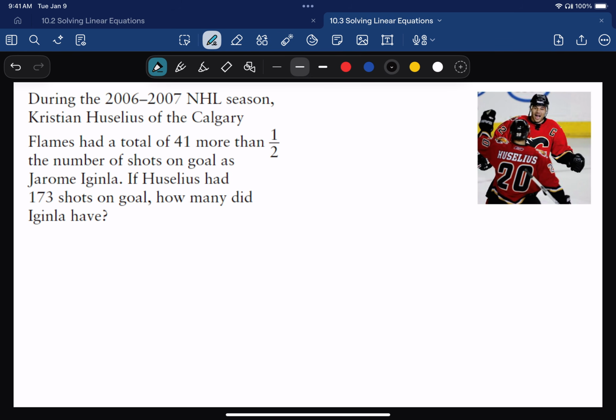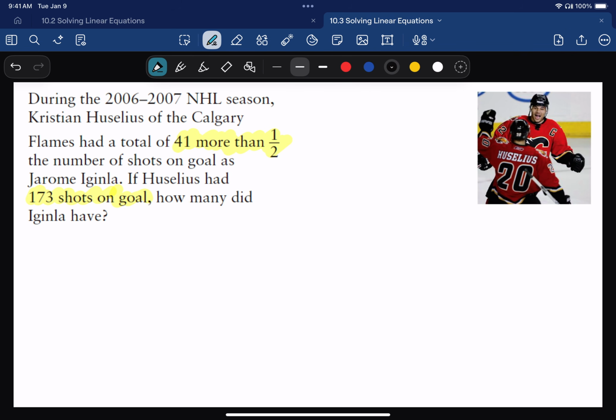All right, let's get into some word problems. So let's start here. During the 2006 and 2007 NHL season, Christian Huselius of the Calgary Flames had a total of 41 more than one half. So let's highlight the important information. So 41 more than one half the number of shots on goal as Jerome Iginla. Okay? If Huselius had 173 shots on goal, how many did Iginla have?